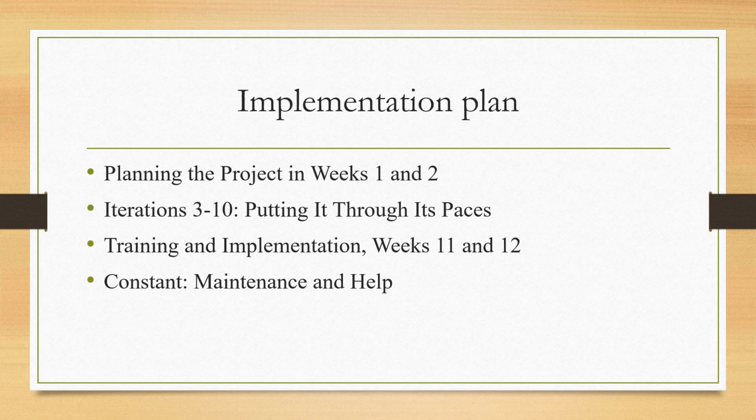The project is divided into four main phases: planning, iterations, training and implementation, and maintenance and help. The planning phase takes place in the first 2 weeks of the project, and involves identifying the objectives and requirements, and creating a project plan. The iteration phase involves refining the project based on feedback from the employers and end users. Training and implementation will take place during weeks 11 and 12, and involves training end users and implementing the project in the environment. Finally, the maintenance and help phase involves ongoing maintenance and support of our project.